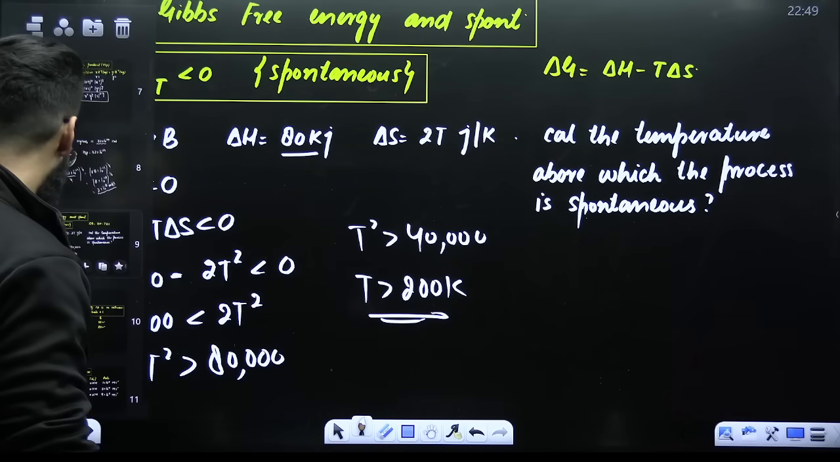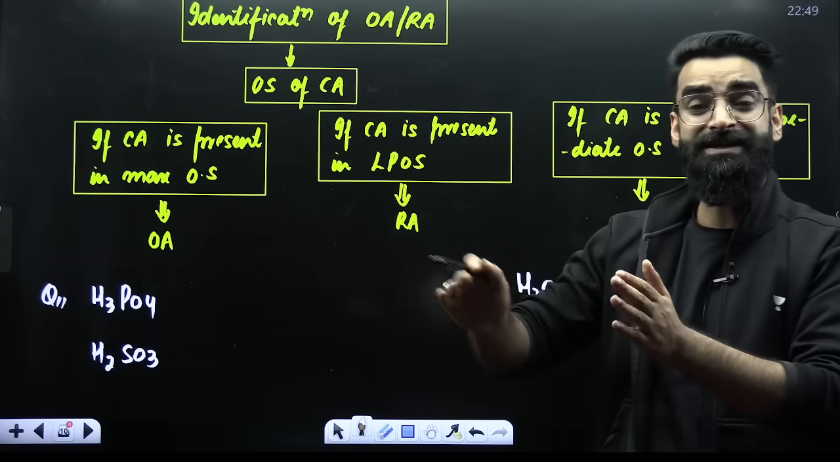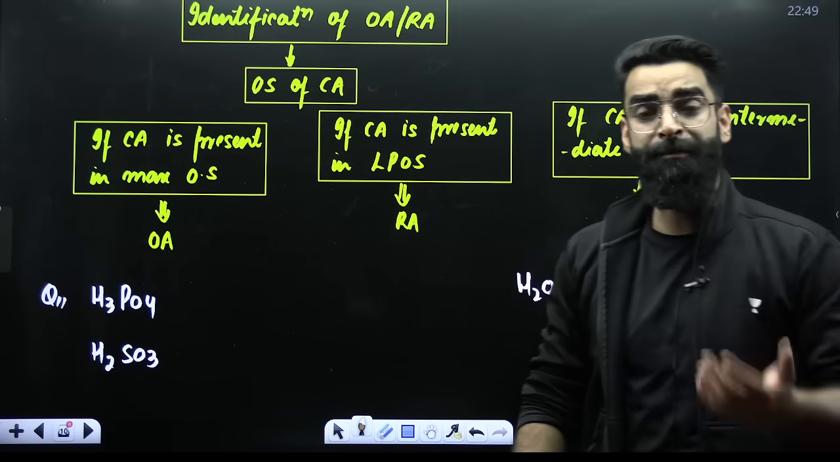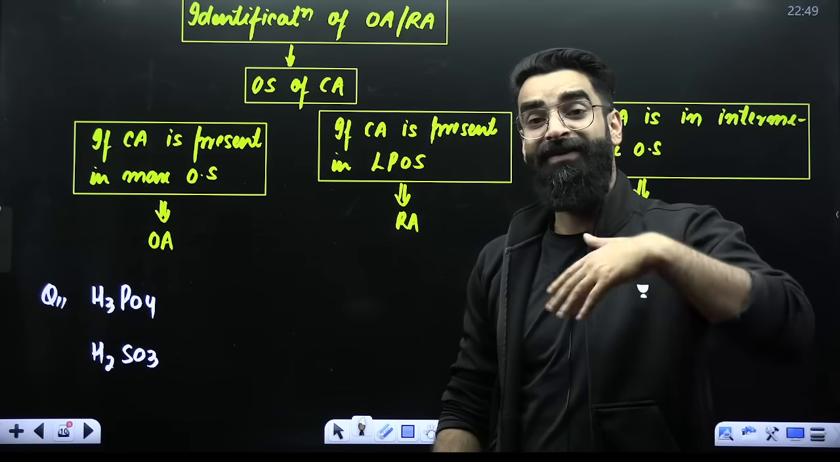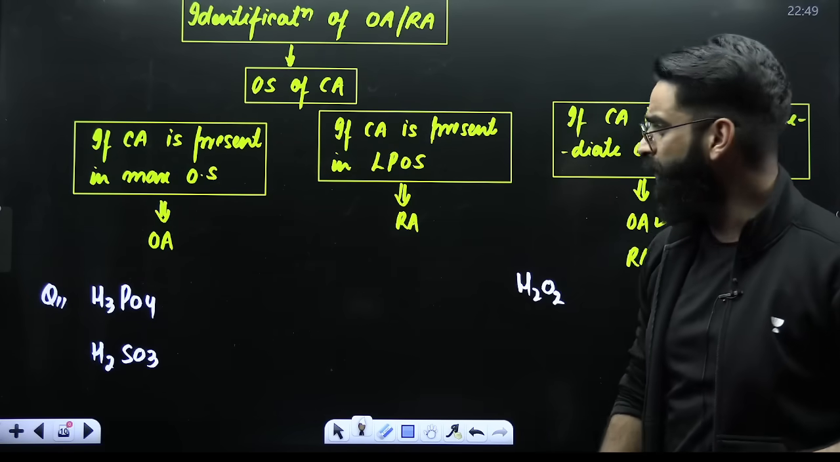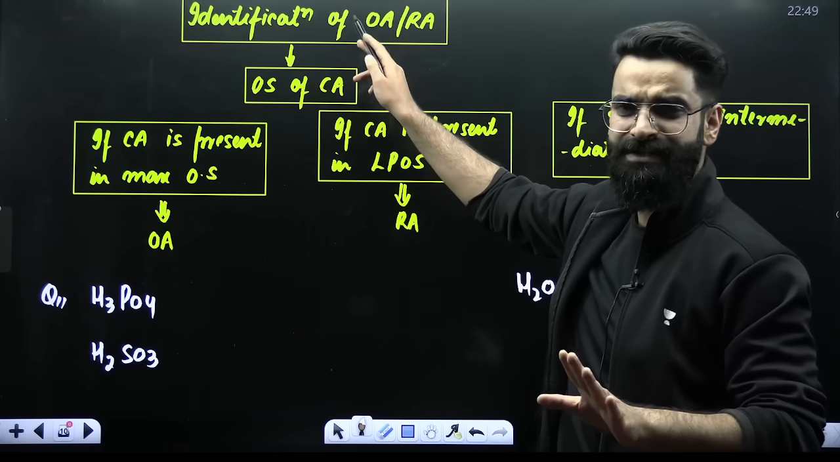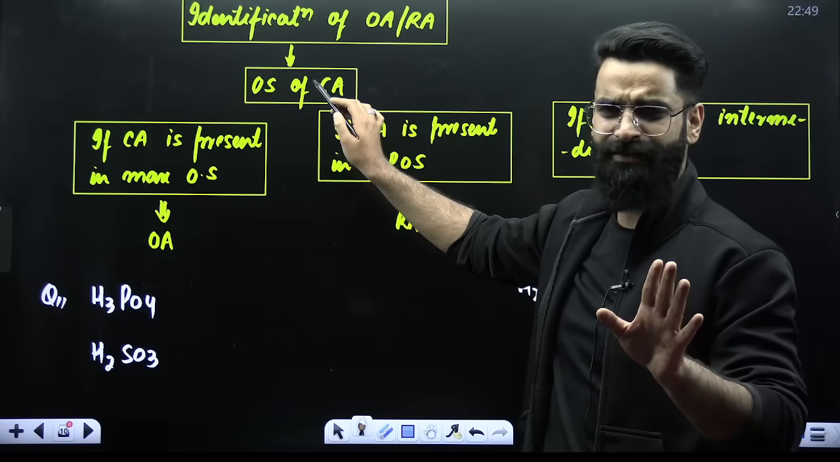Now, similarly, my dear students, there is one more question which is asked. You'll be given certain compounds and you will have to check whether the compound is behaving like an oxidizing agent, whether it's behaving like a reducing agent, whether it can behave like an oxidizing as well as a reducing agent. So for that purpose, whatever compound is given to us, first of all, get the oxidation state of the central atom.